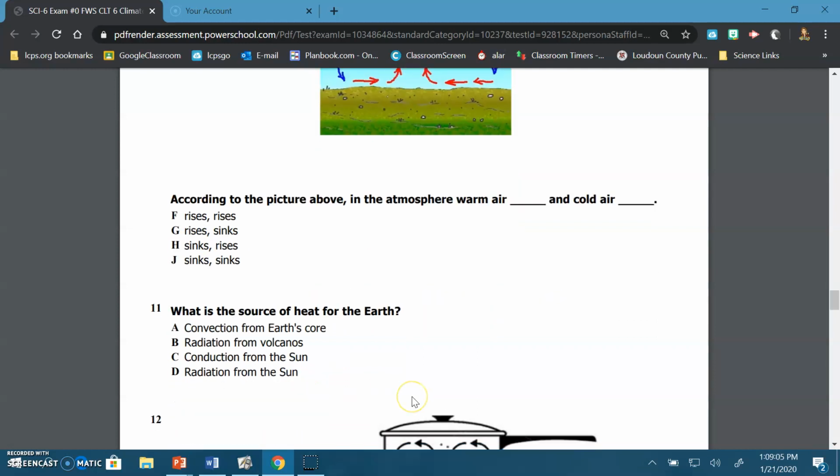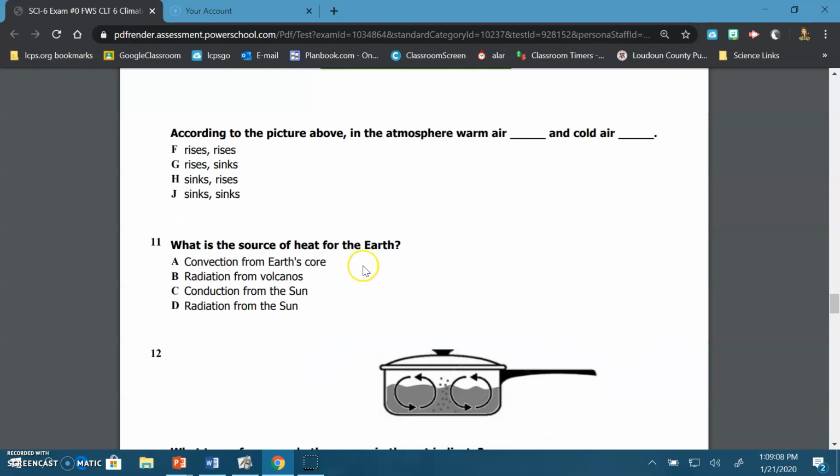Number 11. What is the source of heat for the Earth? A. Convection from Earth's core. B. Radiation from volcanoes. C. Conduction from the sun. Or D. Radiation from the sun.